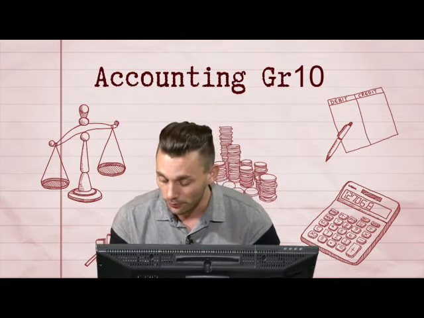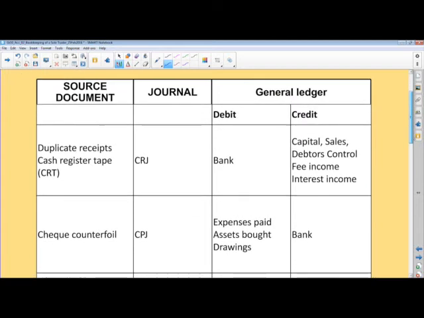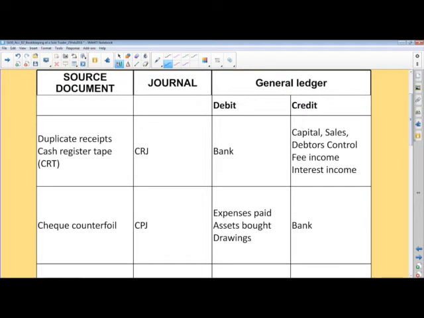Let's continue. Let's look at the journals in our table format. So just quickly, your source documents again, your duplicate receipts, and your cash register tape, all going to the CRJ, and then very important, your bank will go up because bank is an asset, and the assets increase on the debit side.